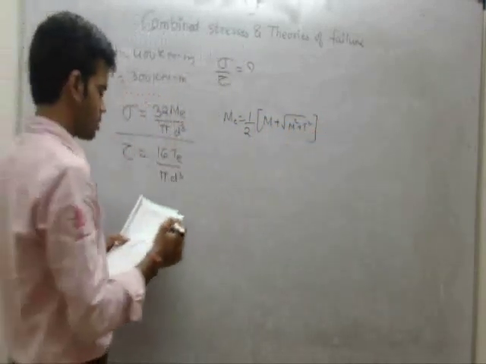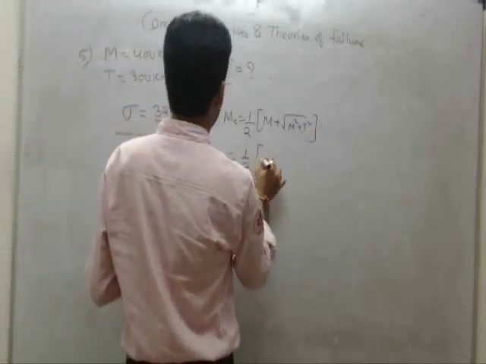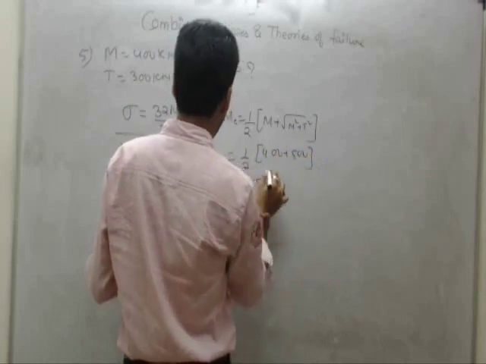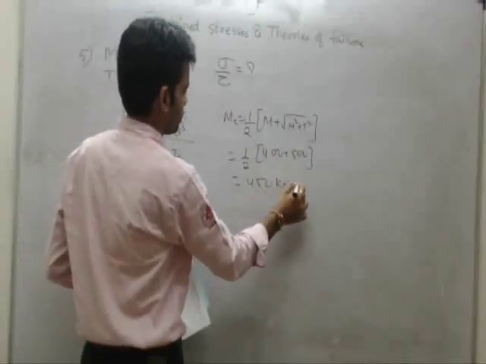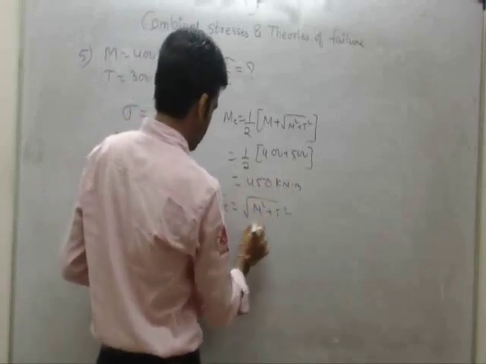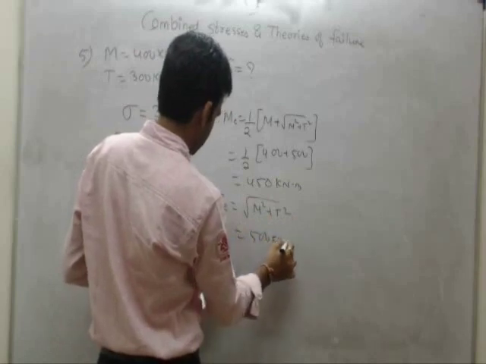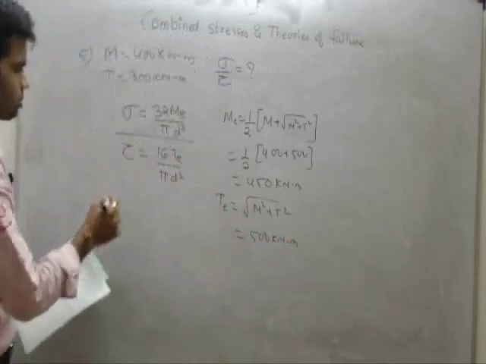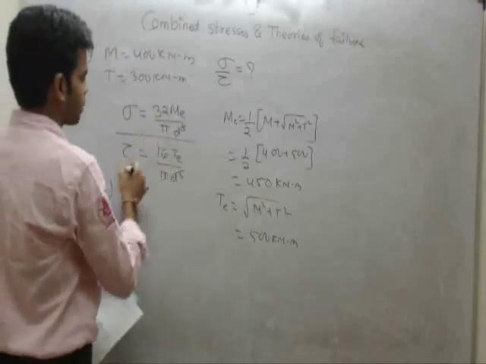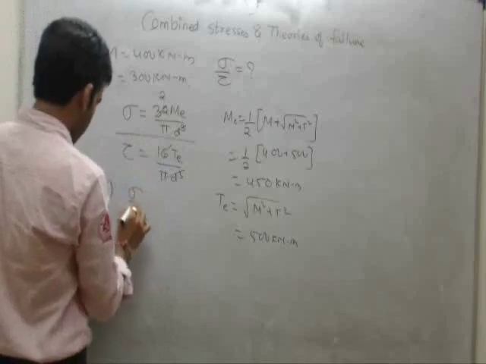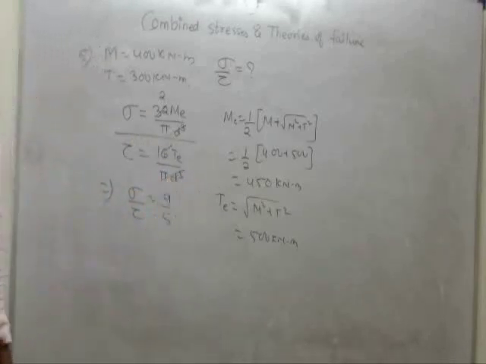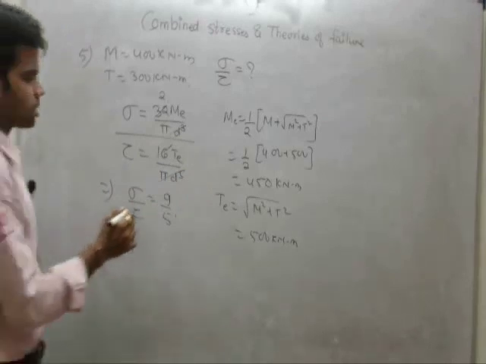Okay, just put the values and we will get it as 1 by 2, 400 plus 500. So this will be equal to 450 kilonewton meter. Similarly, equivalent twisting moment, we know what? Under root of M square plus T square. So this will be 500 kilonewton meter. Okay, just put the values of M and T here. Pi d cube cancel out. This will be 2 times. Therefore, sigma by tau will be equal to, just put the value, this will be equal to 9 by 5. Okay, so the answer is C.